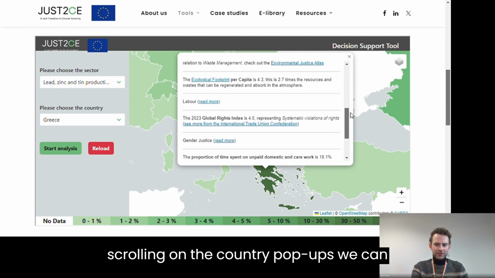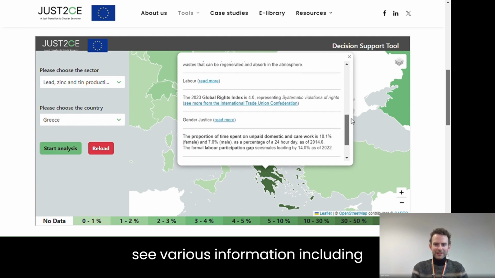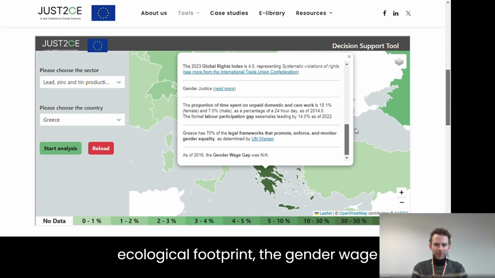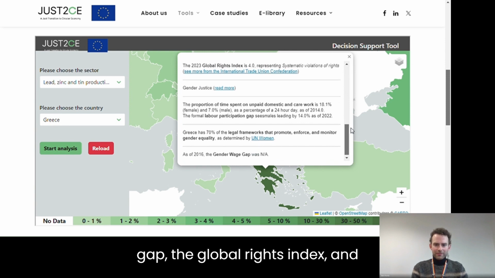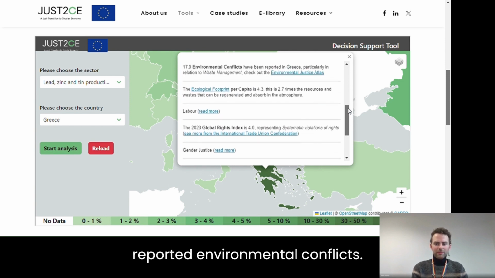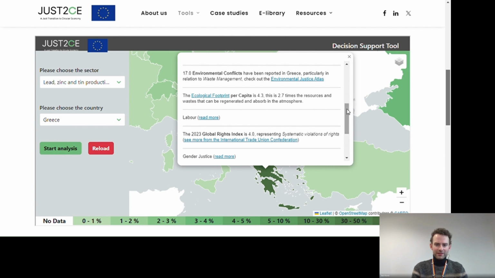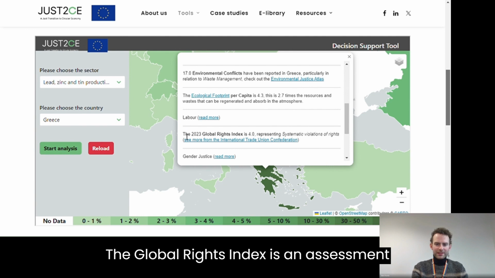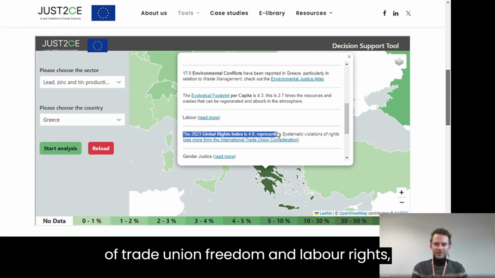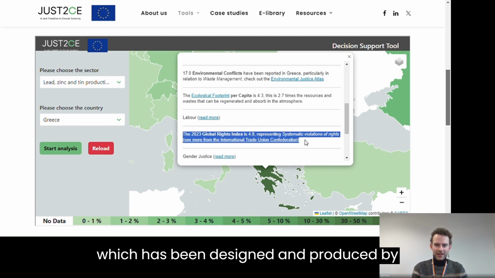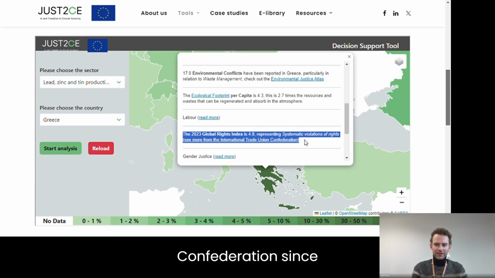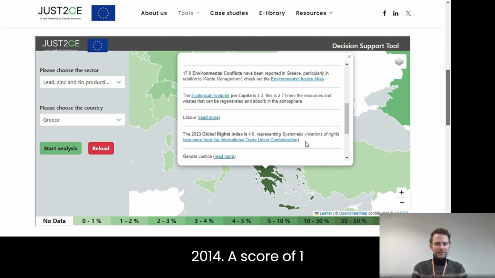By scrolling on the country pop-ups, we can see various information, including ecological footprint, the gender wage gap, the Global Rights Index, and reported environmental conflicts. Let's look at a couple of examples. The Global Rights Index is an assessment of trade union freedom and labor rights, which has been designed and produced by the International Trade Union Confederation since 2014.